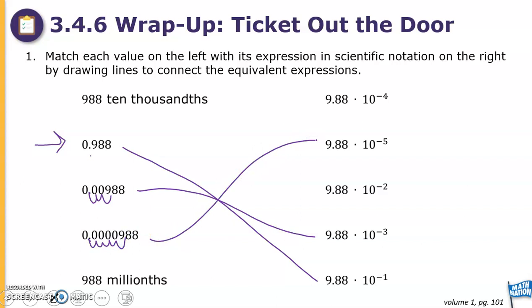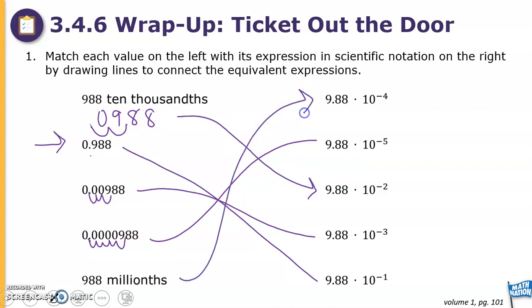That leaves our first one and our last one. 988 10,000ths. Well, after the decimal goes tenths, hundredths, thousandths, 10,000ths. So there have to be 4 numbers, which would make it 0 as a placeholder and 0.0988. I'm moving that decimal twice to the right to make it 9.88, and it'll be times 10 to the negative second, which leaves 988 millionths to be 9.88 times 10 to the negative fourth.